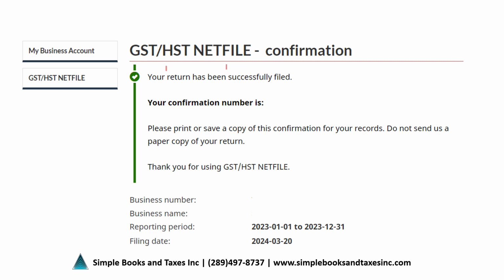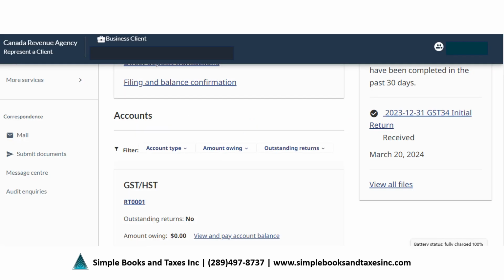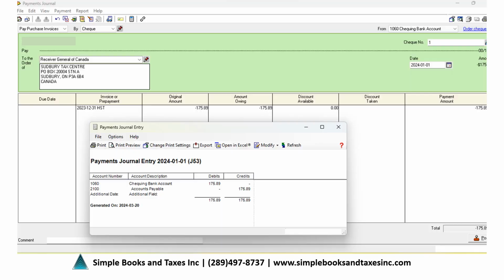Your return has been successfully filed. Your confirmation number will be provided over here. It is recommended to print and save the confirmation number for your records. If you go back to the overview page on My Business account, then you will recognize that they received your return.